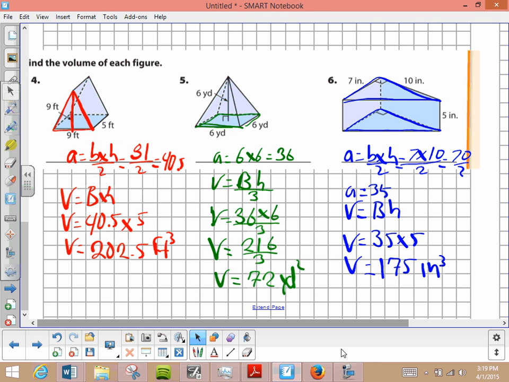Yes. Please remember to put the units of measurement on them. If you don't have inches, feet, square yards or yards cubed, then your answer is automatically incorrect, because you're not telling me what they are. I need to know that you're talking about the volume. And when you put cubed, you're automatically telling me this is the volume. That's why.